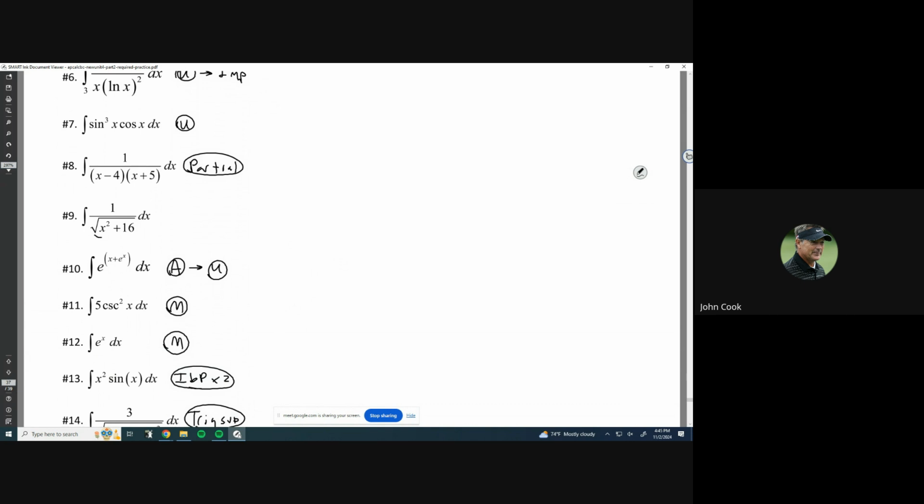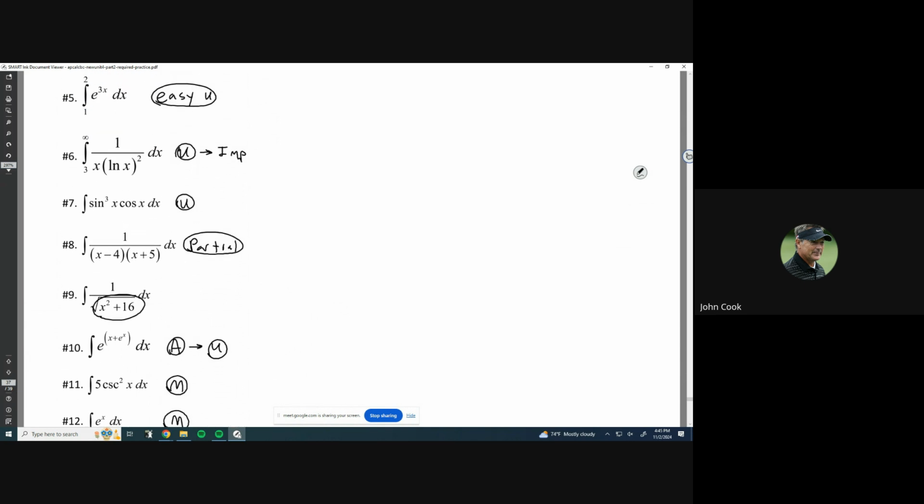If I see an x squared plus a number squared, we'll call it x squared plus a squared, that's a way for me to use a trig sub. It's not always going to be ideal to use it, but I can use it when I see an x squared plus an a squared. Same thing with the other ways to go about it: a squared minus x squared or x squared minus a squared. All those are possible trig substitutions.